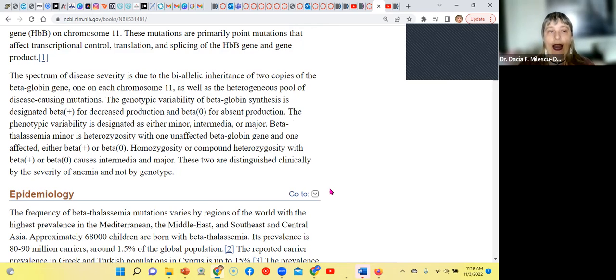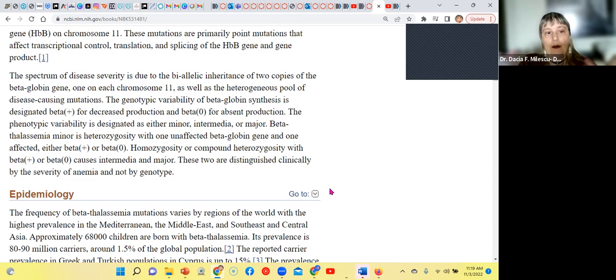And so we have that pool of mutations. The genetic variability of the beta globin synthesis is designated beta positive. Decreased production is beta plus, and beta 0 is for absence of production of the beta, okay? So the variability is designated as either minor, intermediate, or major.